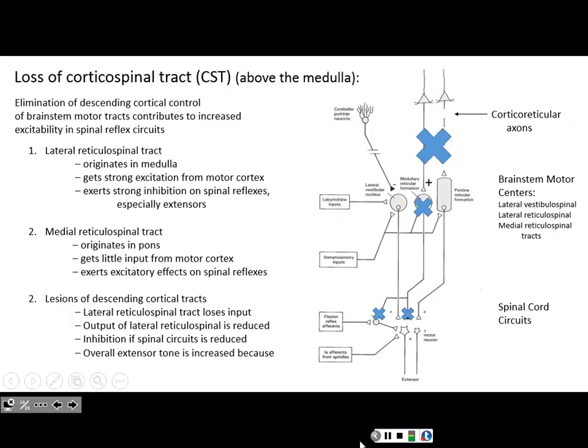So we have overall increase in extensor tone because these facilitatory, these excitatory inputs are mostly onto extensors. So we have an increased extensor tone that comes out as a result of this sort of side issue of disturbing the corticospinal tract and the descending fibers in it, via a change in the lateral reticulospinal tract. Then we have two other tracts that are still functional, the lateral vestibulospinal from the lateral vestibular nucleus, and the medial reticulospinal, and they are now acting unopposed. So you have increased excitation, increased tone in the motor systems that results from this.